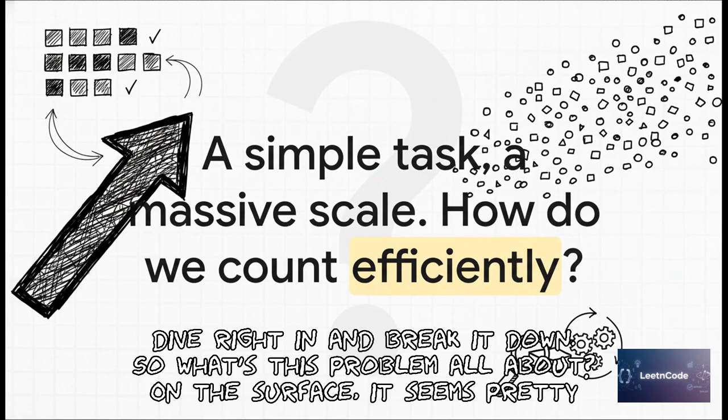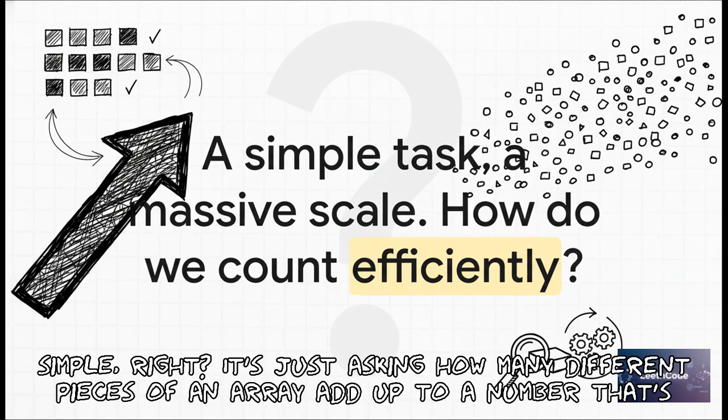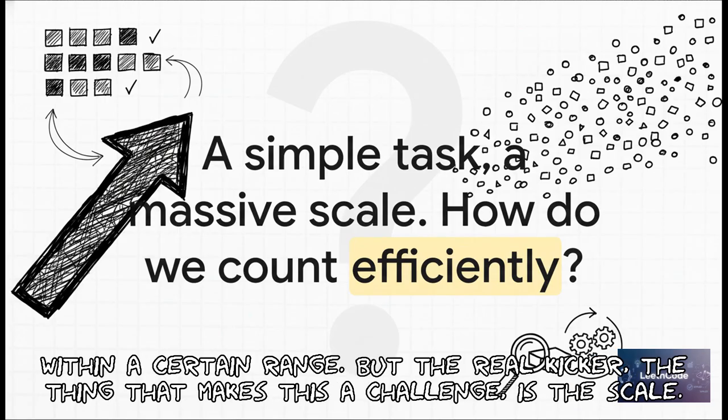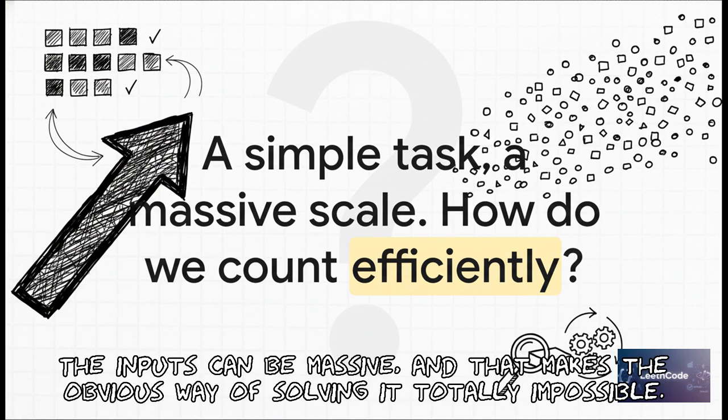So what's this problem all about? On the surface, it seems pretty simple, right? It's just asking how many different pieces of an array add up to a number that's within a certain range. But the real kicker, the thing that makes this a challenge, is the scale. The inputs can be massive, and that makes the obvious way of solving it totally impossible.